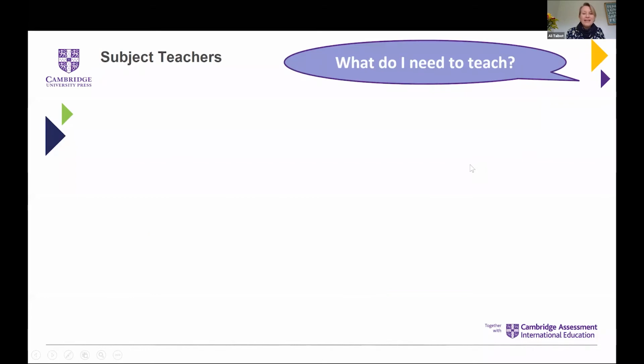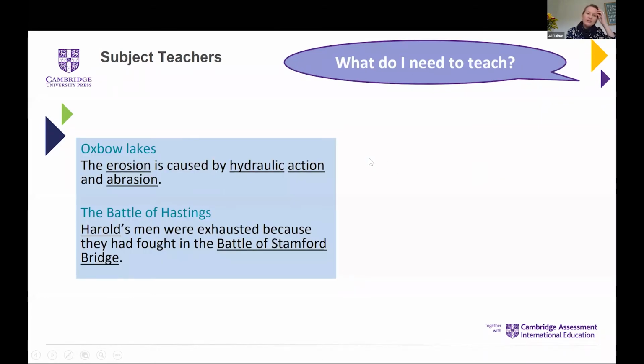What does that look like then in theory? Well, it looks a bit like this. So here's some key stage 3 geography and history. I really like humanities. It's very, very language rich. And geography is also quite scientific as well. So Oxbow Lakes, the erosion is caused by hydraulic action and abrasion. Well, here we've got these words like erosion, hydraulic, abrasion. I don't think any year 7 or year 8 know what they mean, do they? So actually, these are keywords.